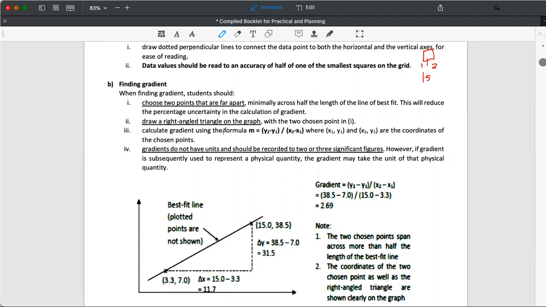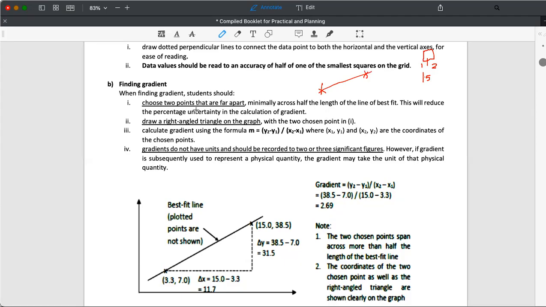Number 1, choose 2 points that are far away, minimally across half the length of the best fit line. So let's say this is the best fit line, right? You are not supposed to choose 2 points here, which are so close to each other. It should be more than half the length, or even half, but for me, I will take the 2 extreme points. Do not choose the points from your data table. Try to use the points on the line, but not the original data points you use in plotting the graph.